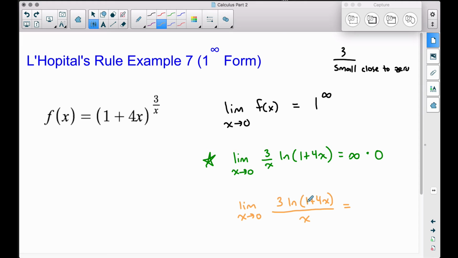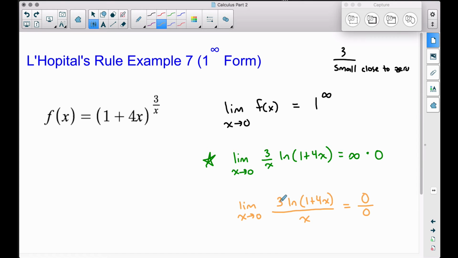Well, up here, we've already said that when we plug 0 in here, this is the natural log of 1, and the natural log of 1 is 0, times 3. We still get 0 up top. And at the bottom, if we let x get close to 0, we have 0 at the bottom. There's our indeterminate form, which implies we can use L'Hopital's rule.